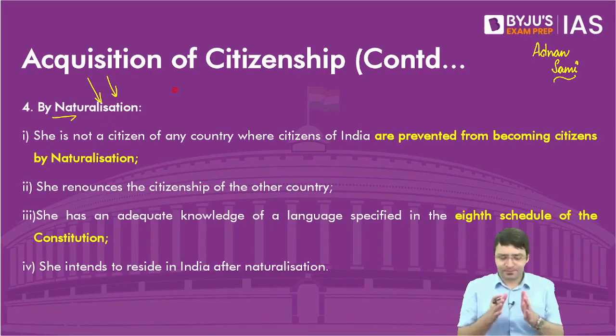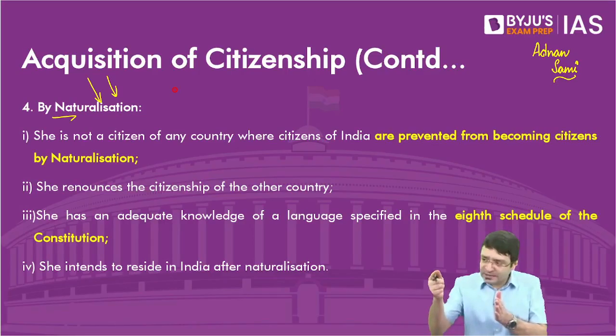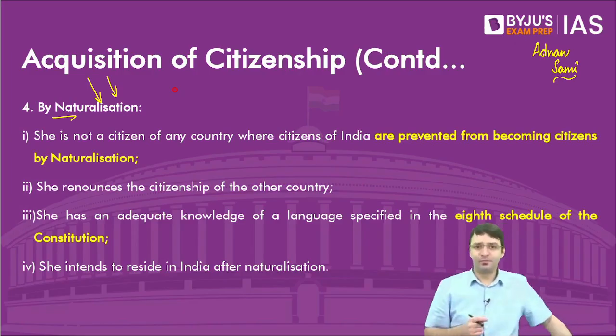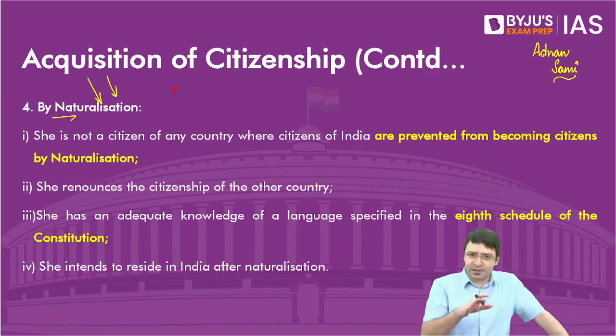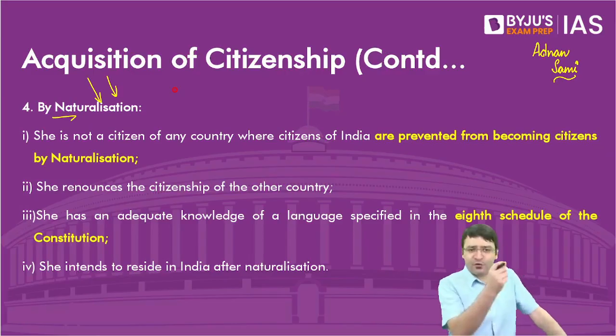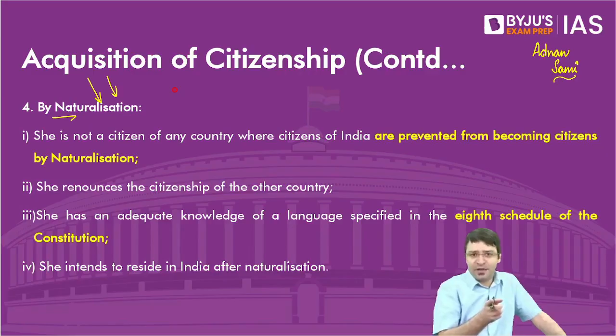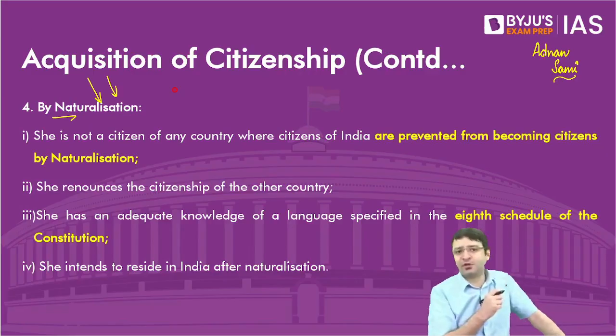What are these conditions? Number one, you should not be from a country where Indians are not allowed to become citizens. That means if you want to become an Indian citizen through naturalization, which country do you come from? For example, if you are from Saudi Arabia, where foreigners are not allowed to be citizens at all, you cannot become an Indian citizen through naturalization, because Indians are not allowed to become citizens of those countries.